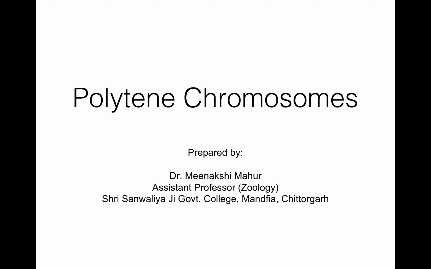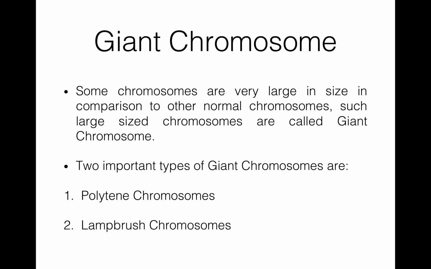Today I am going to discuss polytene chromosome. It is one of the types of giant chromosomes. What are giant chromosomes? Some chromosomes are very large in size in comparison to normal chromosomes, and such large sized chromosomes are called giant chromosomes.